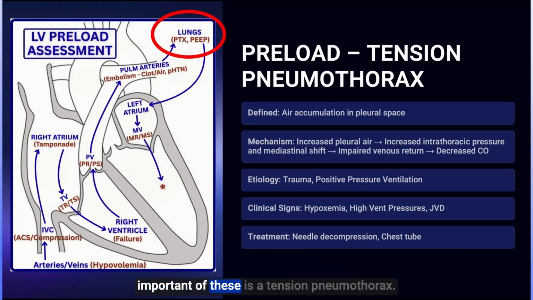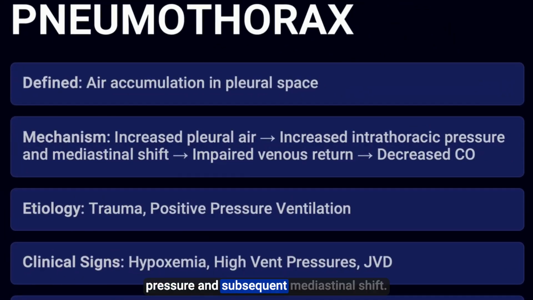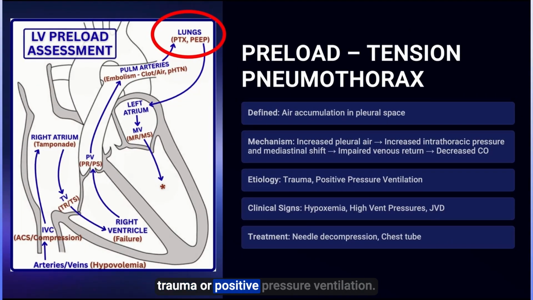There are lung causes to low LV preload. The most important of these is a tension pneumothorax. This is defined as air accumulation in the pleural space that leads to increased intrathoracic pressure and subsequent mediastinal shift. This will impair venous return, which leads to decreased cardiac output. The causes of a tension pneumothorax are trauma or positive pressure ventilation. And the clinical signs that you may see are hypoxemia, high vent pressures, and jugular venous distension. The treatment is needle decompression and chest tube placement.